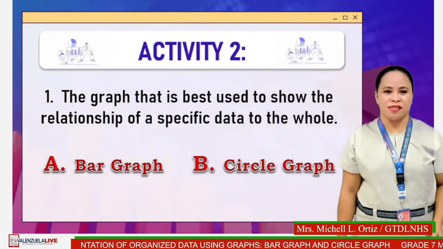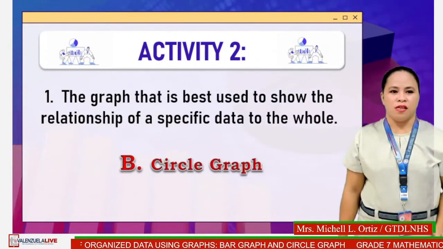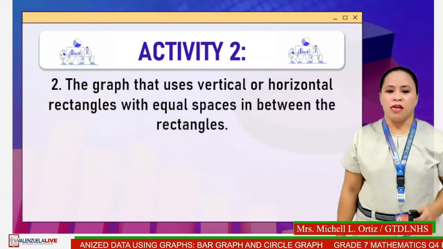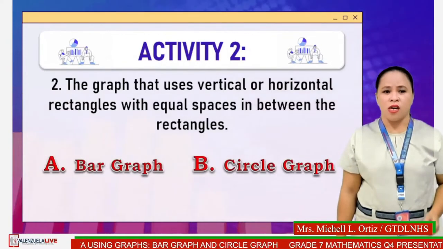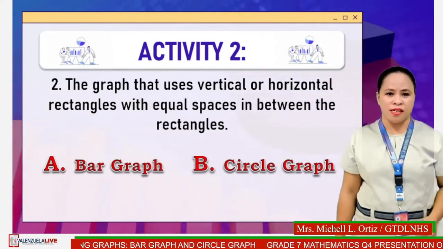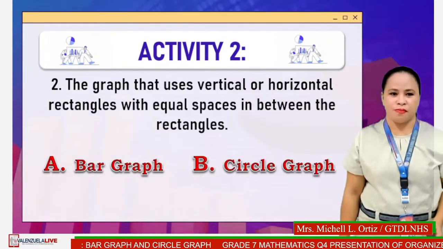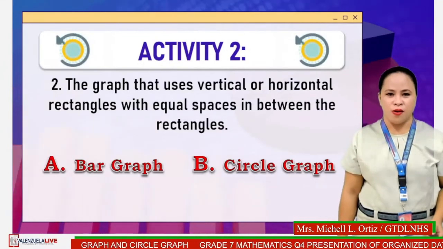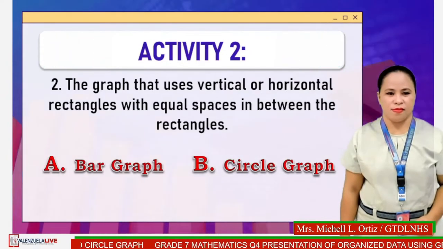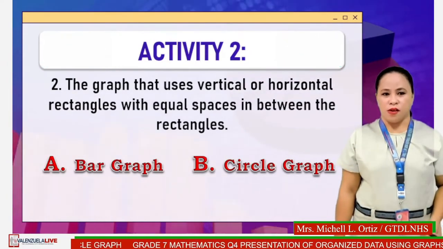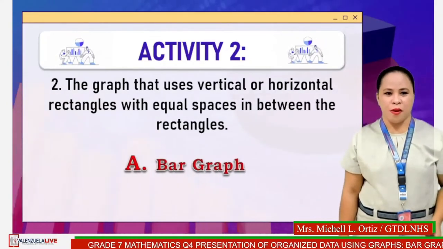Correct answer is circle graph. Number 2. The graph that uses vertical or horizontal rectangles with equal spaces between the rectangles. Letter A, bar graph. B, circle graph. 5 seconds, go. The correct answer is letter A, bar graph.